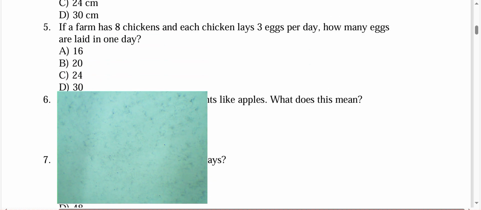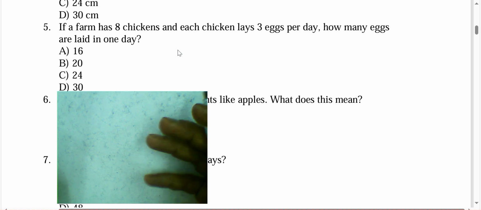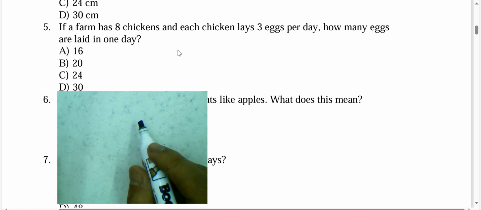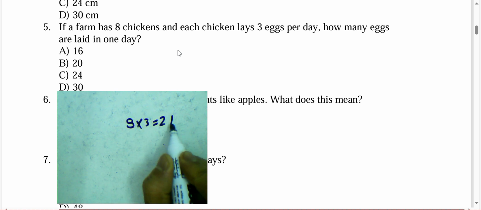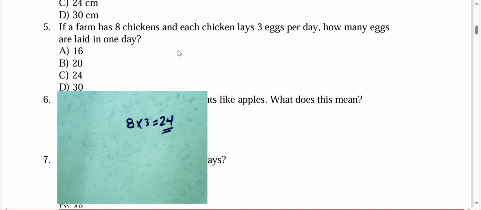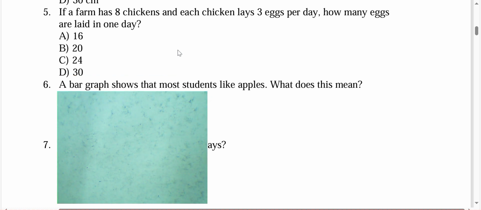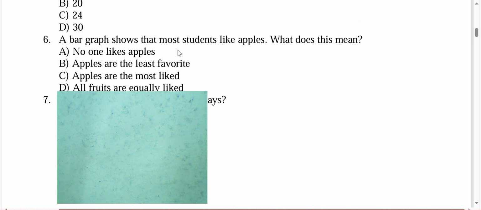If a farm has 8 chickens and each chicken lays 3 eggs per day, how many eggs are laid in one day? We can write the product 3 times 8. We have 8 chickens and each chicken lays 3 eggs per day. So for the total number of eggs we can write 8 times 3. 3 times 8 equals 24. Then the total will be 24 eggs. Choose letter C. Next question number 6.